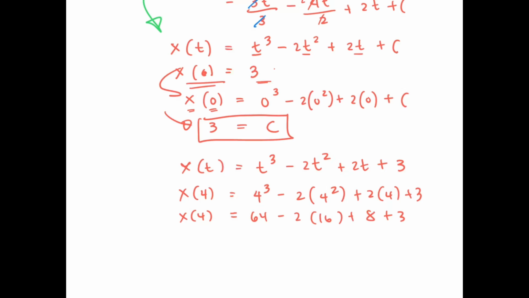Moving on, we will have x of 4, or the position when time is equal to 4, is going to be 64 minus 32 plus 8 plus 3, and that would give us x of 4 is equal to 43. And do not forget the unit, that's going to be meters since we are solving for position. So this is the position of the object when time is equal to 4.